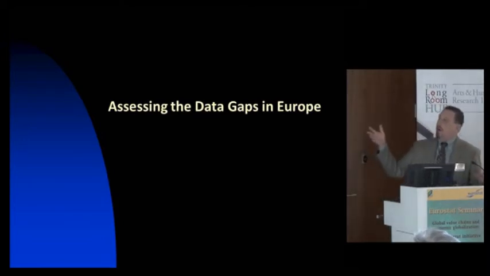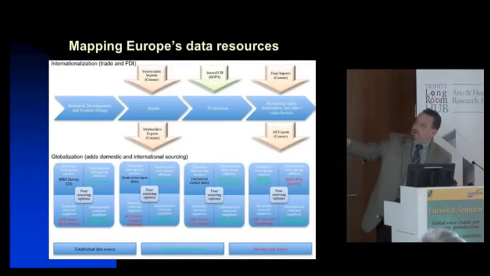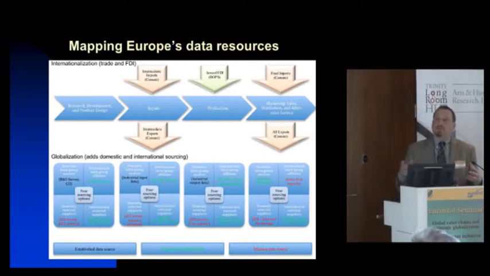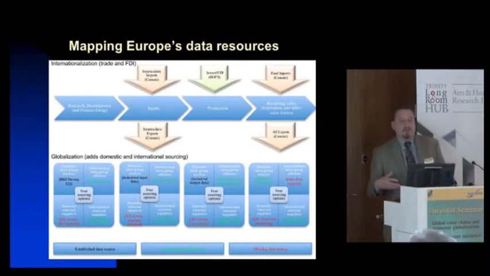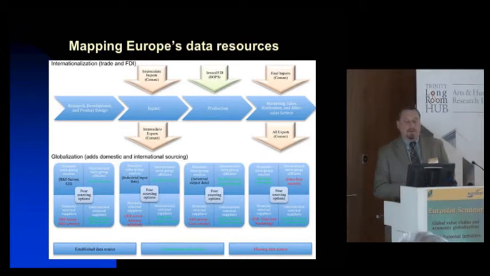I use this kind of model, and you won't be able to see this, and that's fine, but the colored text inside of each quadrant is a way to identify the statistical resources in Europe for each that would shed some light. And I broke them down into existing, experimental data sources and things that aren't there.